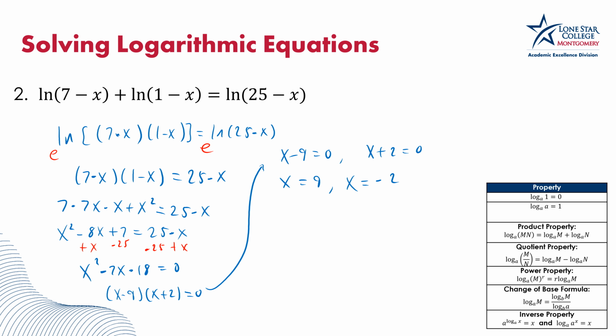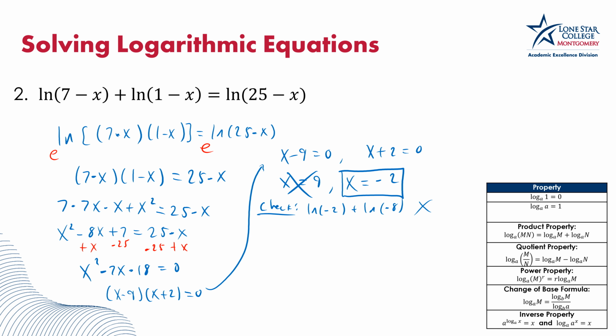However, if we look at x equals 9 here, if we check this by plugging it into our equation, we encounter some problems. Because if we plug 9 into the x's on the left-hand side, we'll get ln of 7 minus 9 is negative 2, plus ln of 1 minus 9 is negative 8. And that causes problems because we can't take logs of negative numbers. So that means that x equals 9 would not be a solution. You can't do that. So the only solution would have to be x equals negative 2.